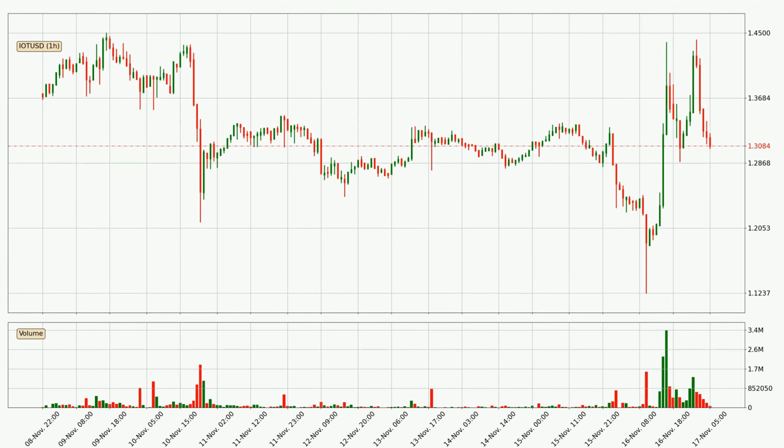By looking at the hourly time frame for IOTA, we can see that the price moved up quickly with around 5.4% in the last 24 hours, with a current price of 1.31. The volume was also high, showing that this move was strong and the buyers are taking over.